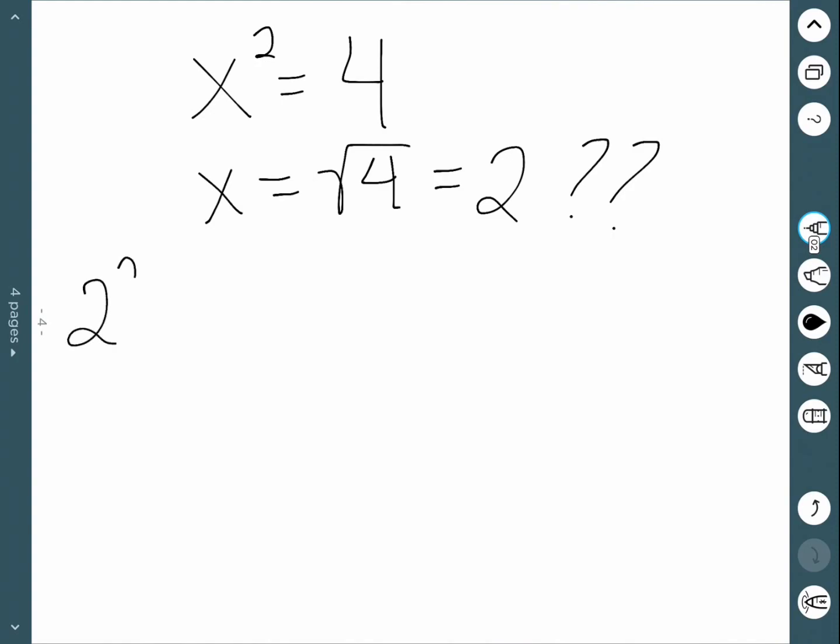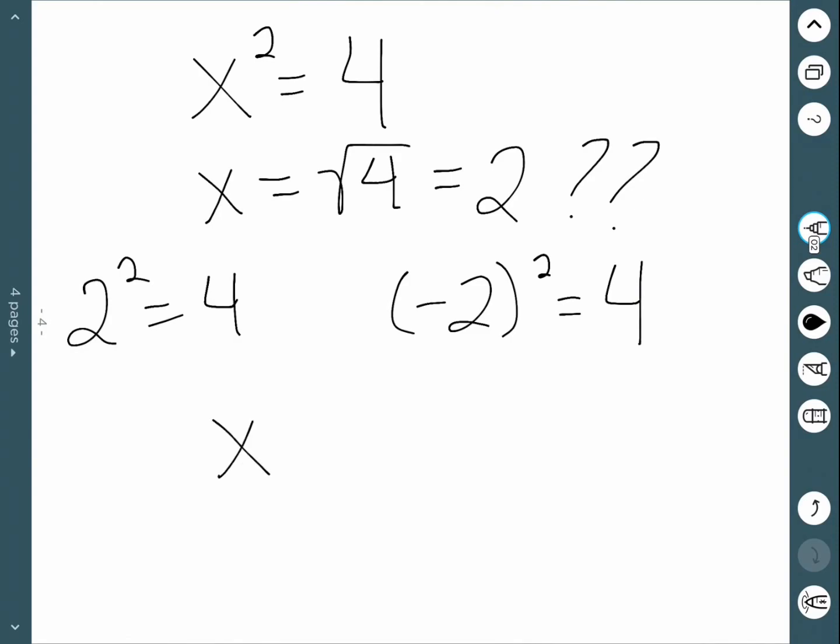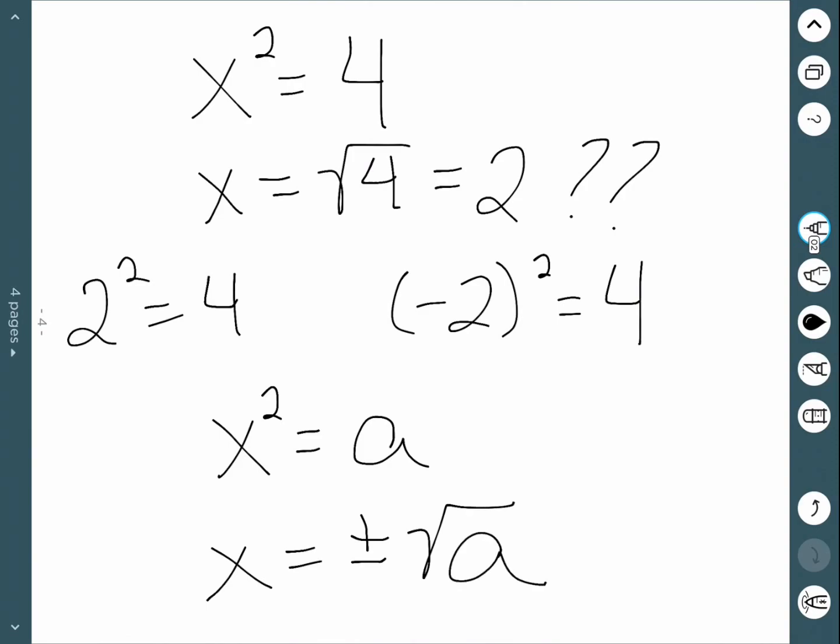While 2 squared is equal to 4, negative 2 squared is also equal to 4. So when we take the square root, we lose this identity of signs. So instead, whenever we take the square root of both sides, in general, if I have x squared equal to a, we'll take plus and minus the square root. So we're also allowed to just take the square root of both sides.